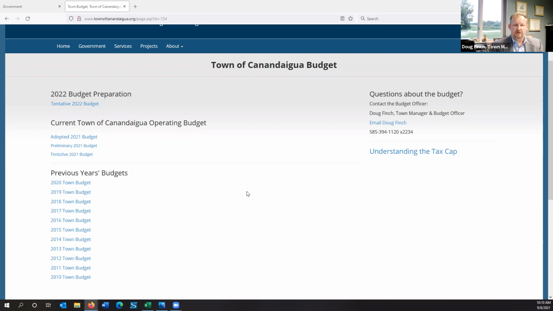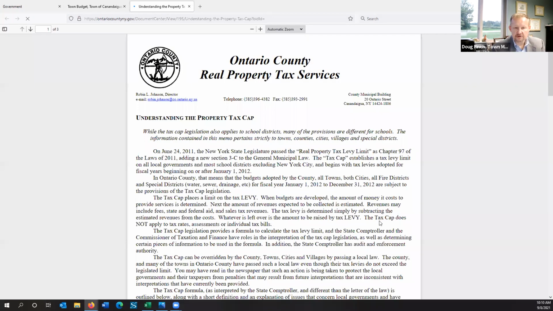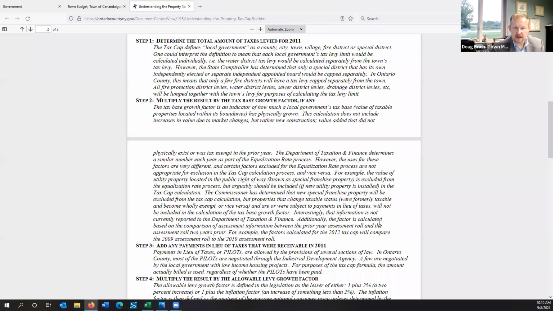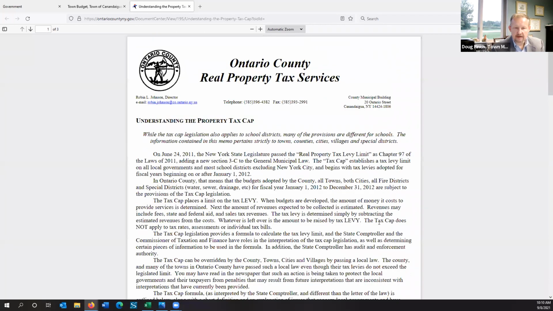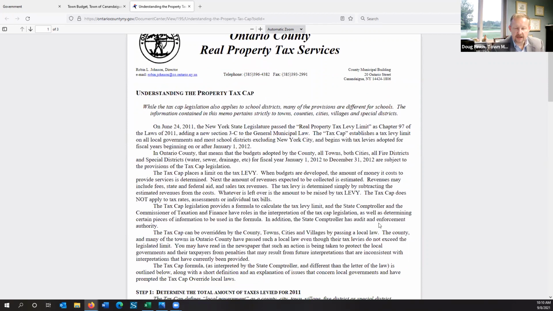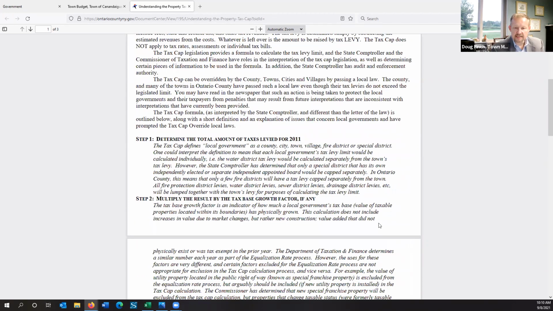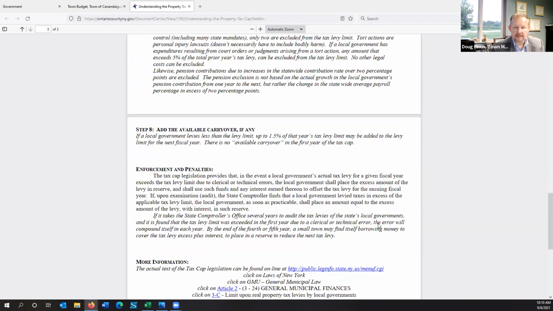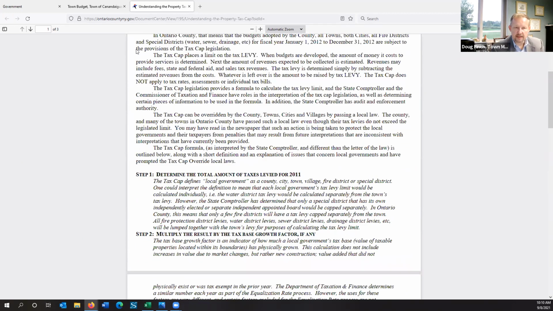I just want to pause here for one more quick second. The other thing on this page is additional information about understanding the tax cap, what it means, what it doesn't mean, and gives you a lot more information about really understanding that. And there's a great article, a great letter that was done a few years ago now by Robin Johnson, the former director of Ontario County Real Property Services, but it's still very, very pertinent today relative to the tax cap and understanding what that means.